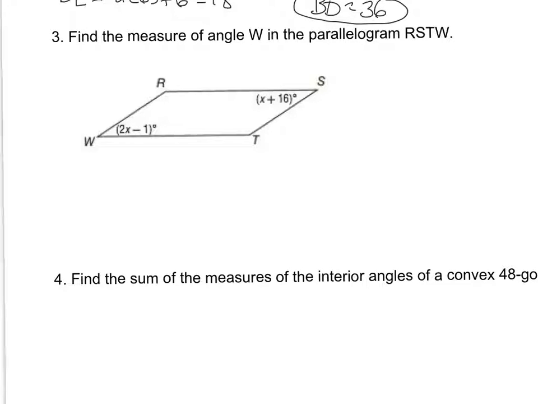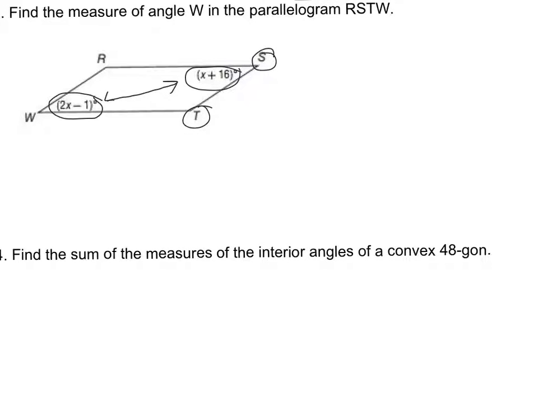All right, here's another problem dealing with our parallelograms. And here we have these two angles that are opposite. Now, if you recall, in a parallelogram, opposite angles are always the same. So these two angles, W and S, are the same. For future reference, we know that consecutive angles, so say S and T, would add to 180. But these, W and S, are definitely the same. So we would just set these equal. So x plus 16 equals 2x minus 1.